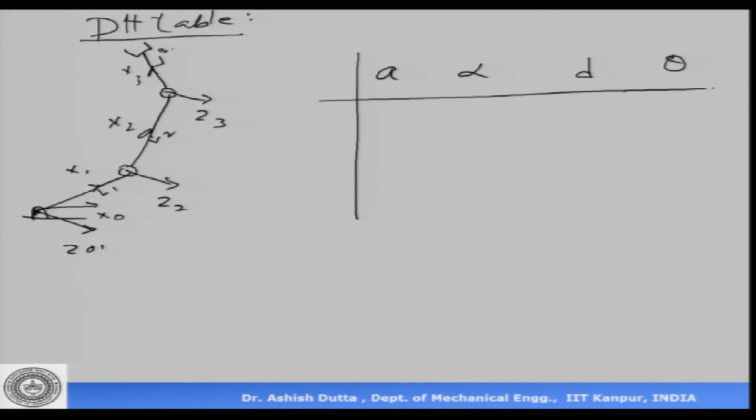How many joints are there? 1, 2 and 3 joints. So, this is my joint number 1, this joint number 2, this joint number 3. So, I have 1, 2 and 3 joints here, okay, for the corresponding joints, and we have our parameters A, alpha, D and theta there.